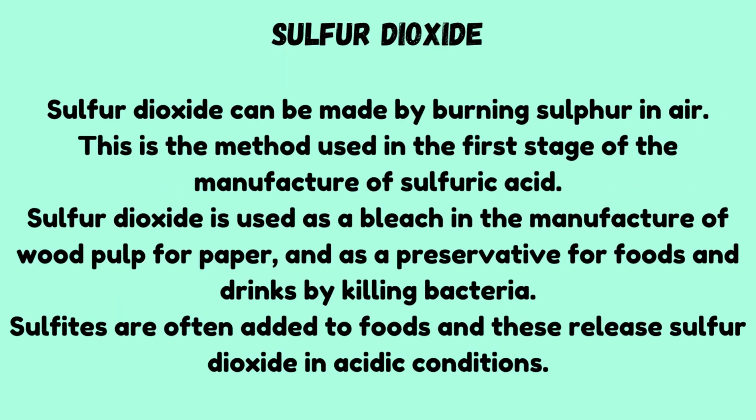Sulfur dioxide can be made by burning sulfur in air. This is the method used in the first stage of manufacture of sulfuric acid. Sulfur dioxide is used as a bleach in the manufacture of wood pulp for paper and as a preservative for foods and drinks by killing bacteria. Sulfites are often added to foods, and these release sulfur dioxide in acidic conditions.